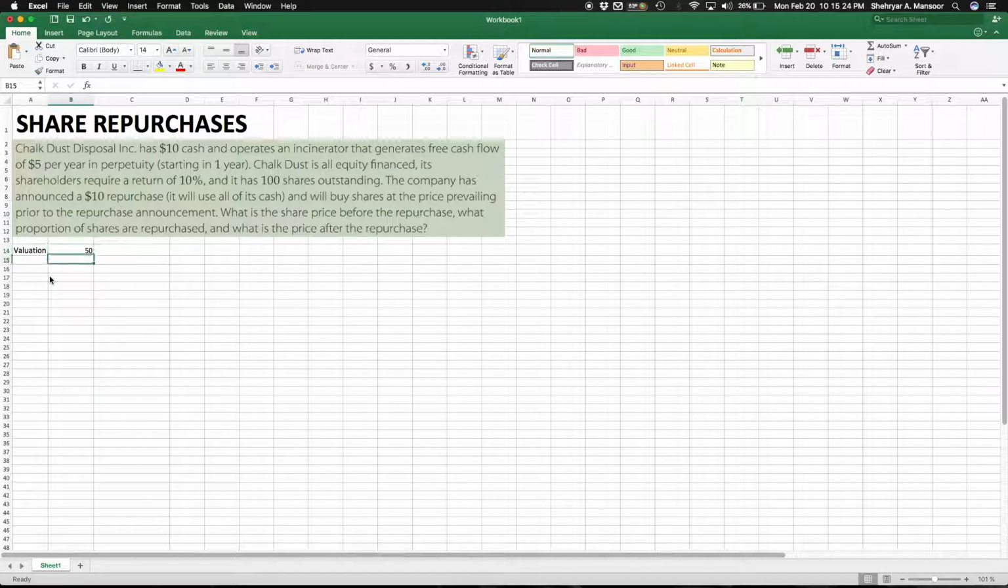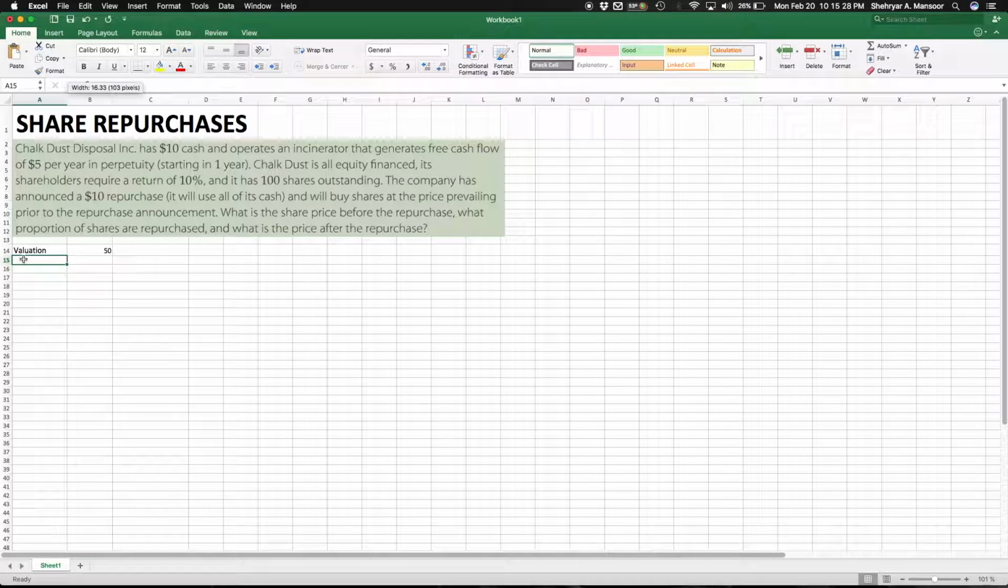But I also mentioned that we have to add in the excess cash that we have. So I'm just going to rename this. I'm just going to say basic valuation plus the cash that we have on hand, plus cash, and the cash we have is $10. So the total valuation we get is actually the sum of 50 and 10. So the company is worth $60 right now. So the equity of the entire company is $60.